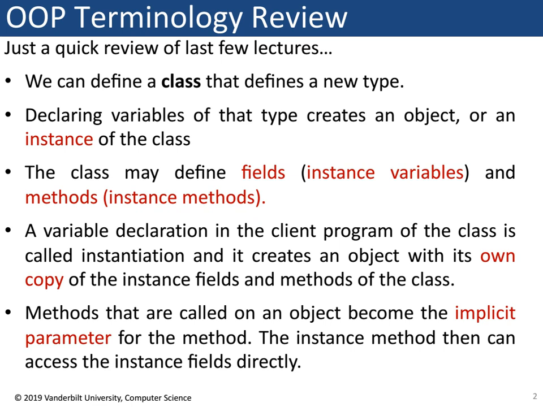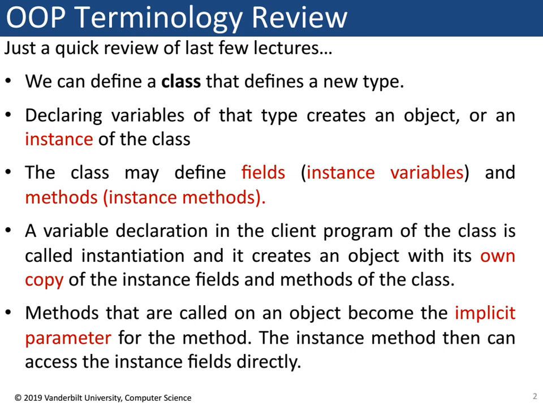In client programs, when we declare a variable of this class type, we would say we are instantiating an object. So we are creating an instance of the object. That's called instantiation. This instance of the object contains its own copy of any instance fields and instance methods which are a part of this class. When a method is called by using the dot notation on a specific instance of an object, that instance becomes the implicit parameter for the method.